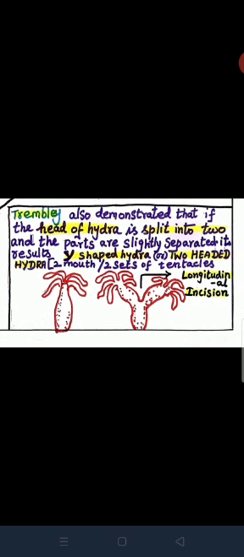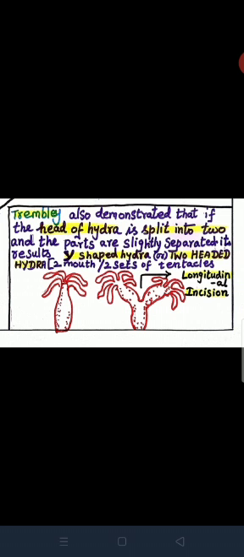Next class we'll see example 2, regeneration in planaria, as well as regeneration type 2 epimorphosis, because in this class we completed in the regeneration topic type 1 morphallaxis, example 1 Hydra.